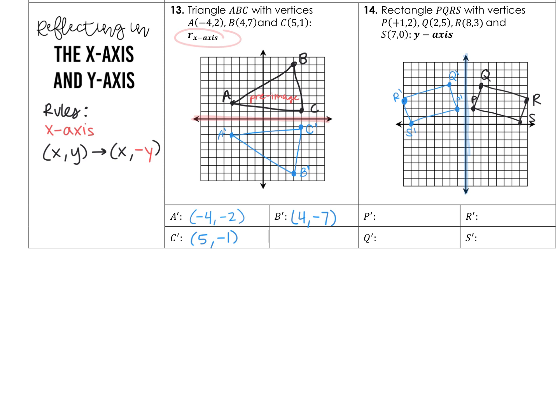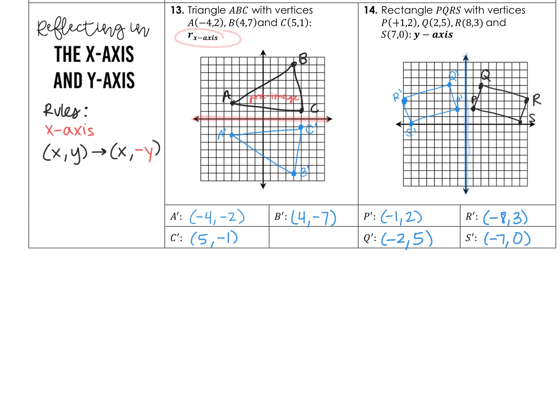So P prime is now at -1, +2. R prime is at -8, +3. Q prime is at -2, +5. And S prime is at -7, 0.